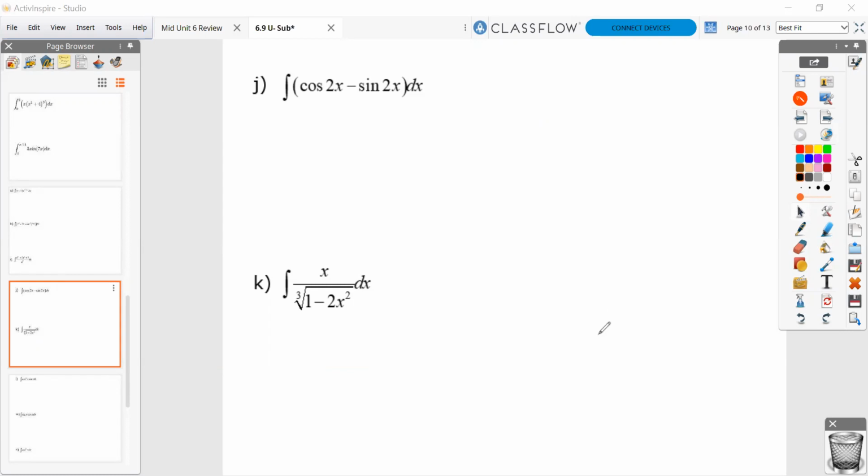Okay, first one, I'm really just saying, hey, what's the antiderivative of cosine of 2x? Well, the antiderivative of that would be the sine of 2x. And I have to say, well, how would you deal with this 2? That would come out due to the chain rule. Let's just make a 1/2 in front. What's the derivative of negative sine of 2x? Well, that would just be cosine of 2x.